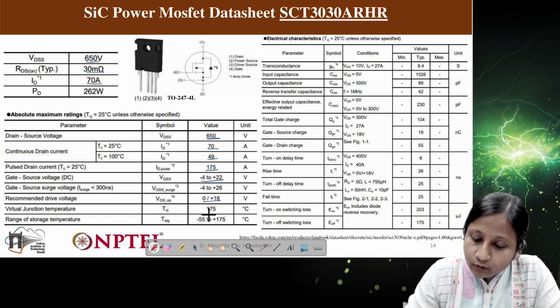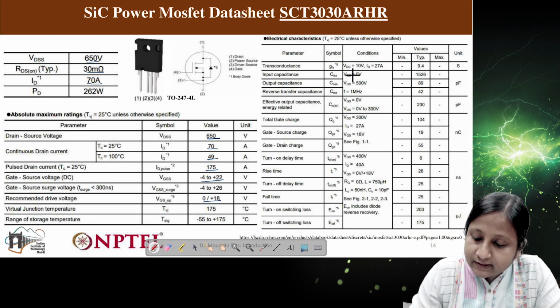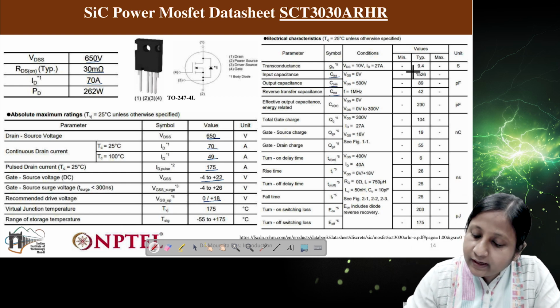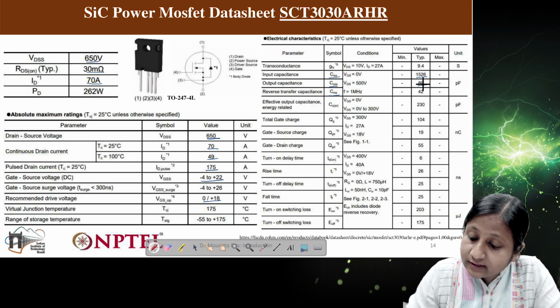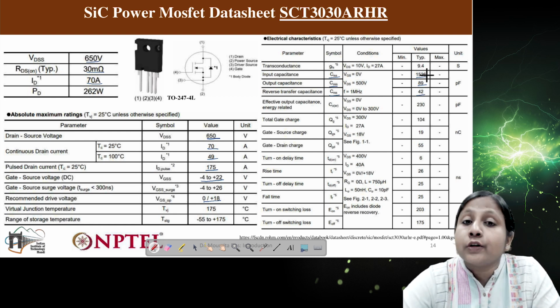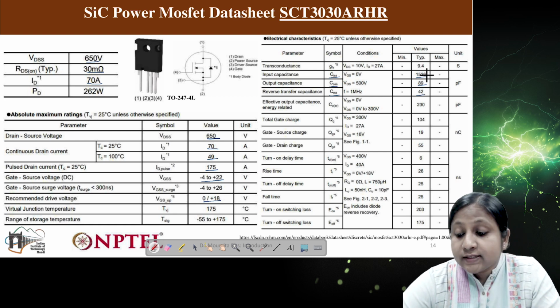Now you can see here different capacitances for this device. So this input capacitance, output capacitance and reverse capacitance. You can see here the input capacitance for this device is 1526 picofarad, output capacitance is 89 picofarad and reverse capacitance is 42 picofarad. This is much higher than that of the GaN device.